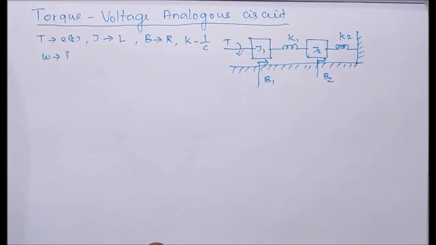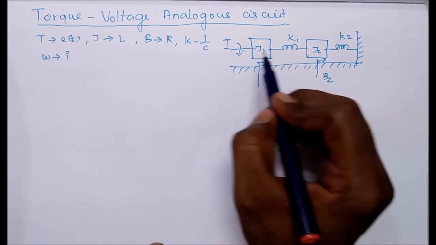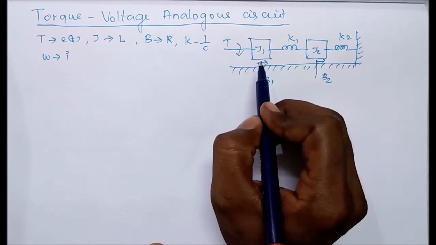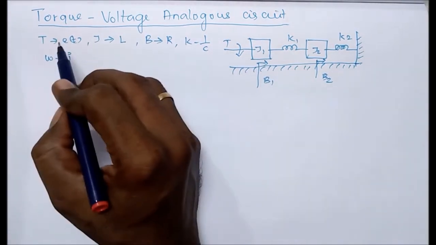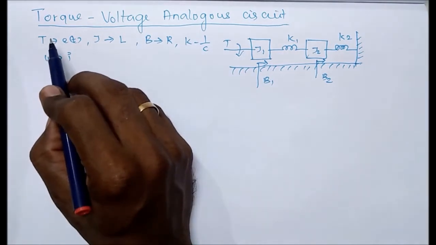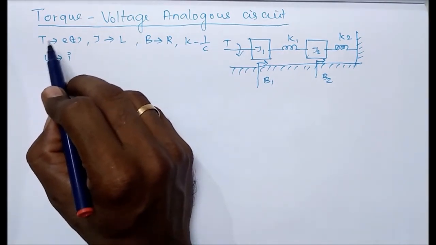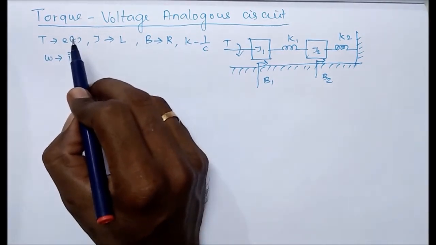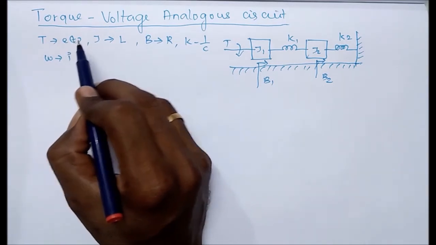Now we are going to draw an electrical circuit based on torque-voltage analogies. So now this is the given mechanical rotational system. According to the torque-voltage analogy, in the mechanical rotational system the input is torque. In an electrical circuit its equivalent is voltage.